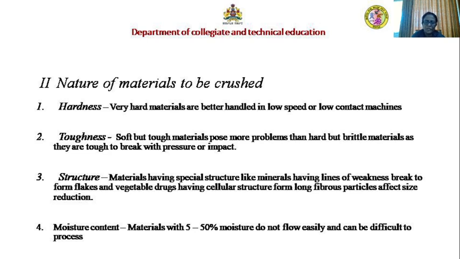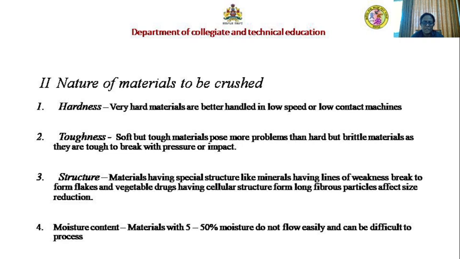So we have to design equipment for such kinds of materials with a very robust construction. The equipment should be very strong, and it is also a low speed operation, which means the materials cannot be reduced in size at a very high speed, and the contact between the machine parts and the material should be minimum. These are the things that should be taken care of while you handle materials which are very hard in nature.